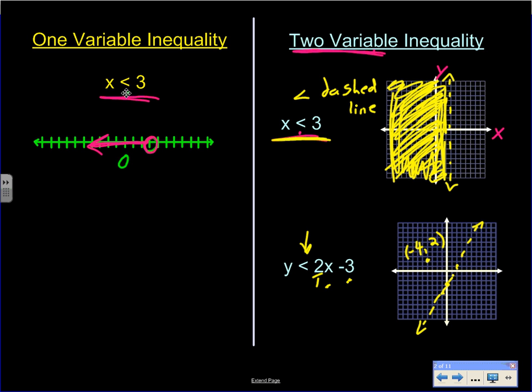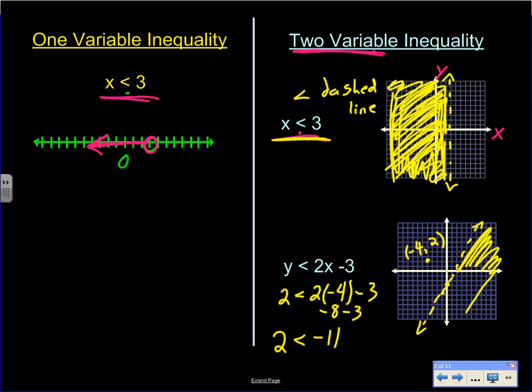So is that a solution to this inequality? Y in that case is 2. X is -4. 2 times -4 is -8. And -8 minus 3 is -11. Is 2 less than -11? I don't believe it is. So then everything to the right, or to the right below of the line, is a solution.